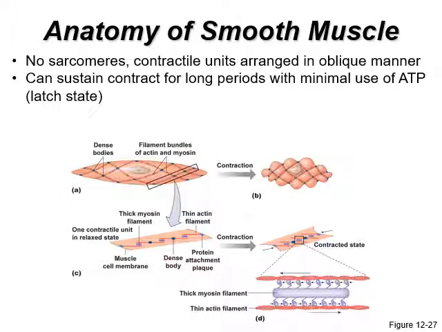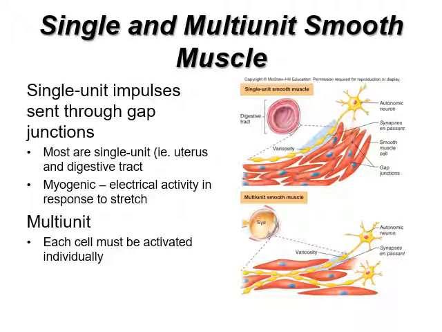And finally, smooth muscle. You can see they don't have sarcomeres. They're arranged in this oblique type pattern. So when they contract, they bunch up almost like a bag of muscle. And then there are two ways to stimulate it. You've got a single unit and a multi-unit.